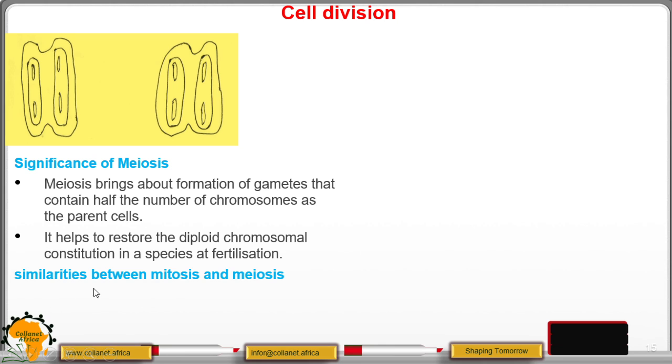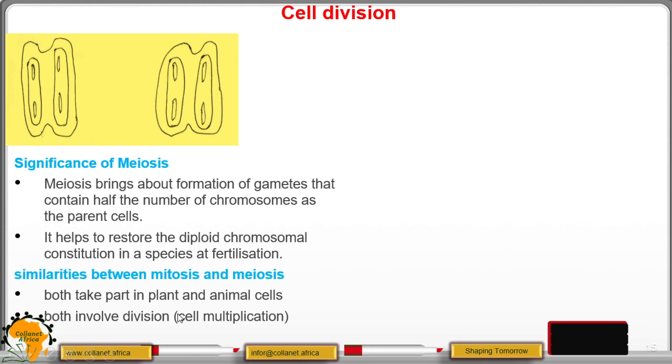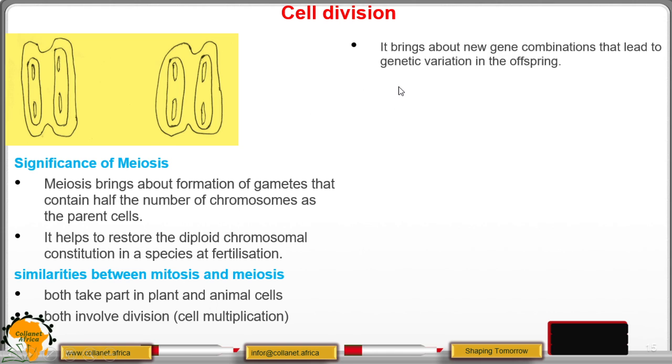So then what are the similarities between mitosis taking place in body cells and meiosis taking place in reproductive cells? Remember, both take place in plants and animal species. Equally, plants have reproductive organs, which is the flower. Then both involve division or multiplication. As we have said, we have prophase, anaphase, and all those stages, and in each there is division or multiplication.